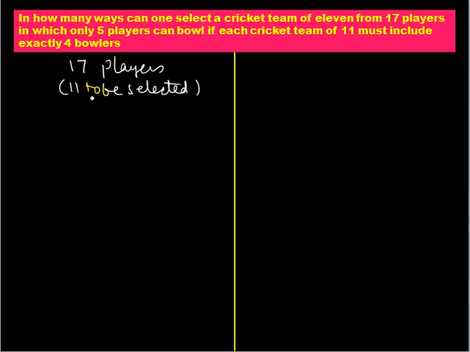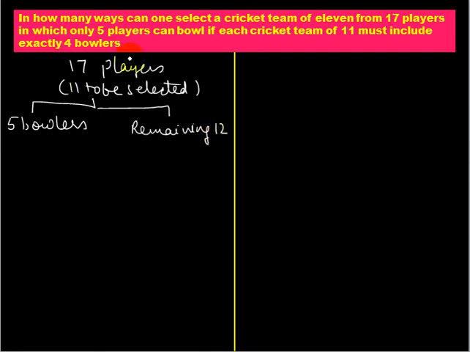Fine. Let us break it into two parts. It says it contains 5 bowlers. Okay, if the bowlers are separated, left out players are how many? We are left with 12 players. So remaining 12.